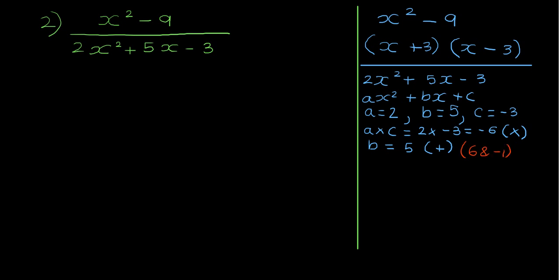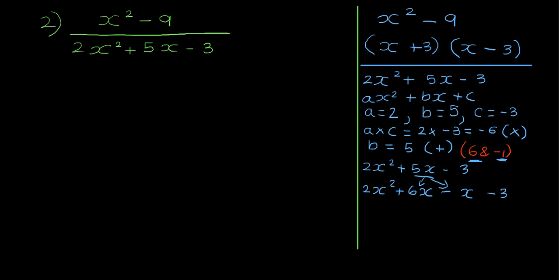Okay, I'm going to rewrite my expression. 2x squared plus 5x minus 3. Now this 5x I'm going to split into those two numbers. So I've got 2x squared plus 6x. So the 6x is coming from this, minus x. Minus x is the same as minus 1x. So I split this 5x into 6x and minus x, and then that's minus 3 coming from there.